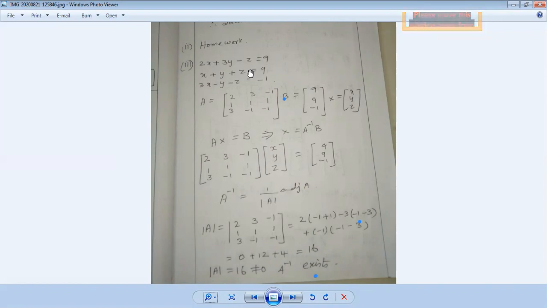Consider the matrix A as the coefficients of the equations. The coefficients of the first equation are 2, 3, minus 1. Then the second equation 1, 1, 1. Third equation 3, minus 1, minus 1. So let it be A. Then B is the column matrix formed by the constants 9, 9, minus 1. Then X is the column matrix formed by the variables x, y, z.